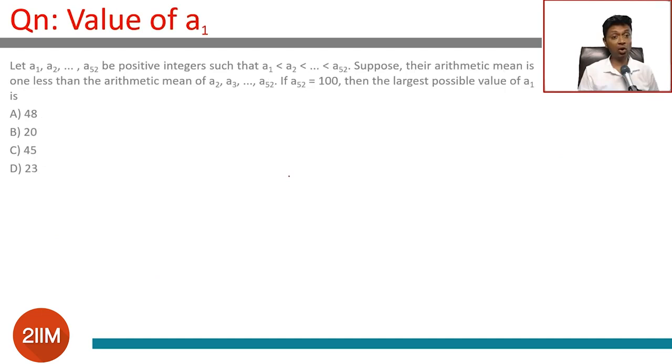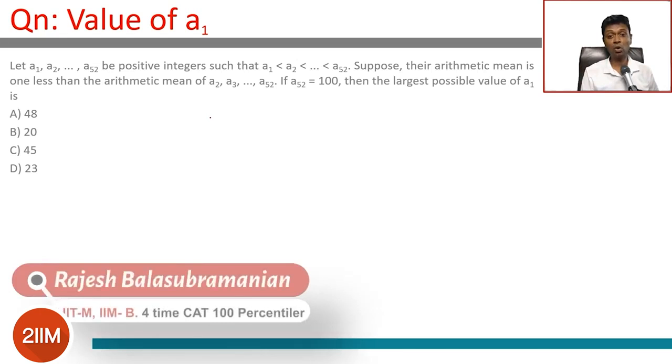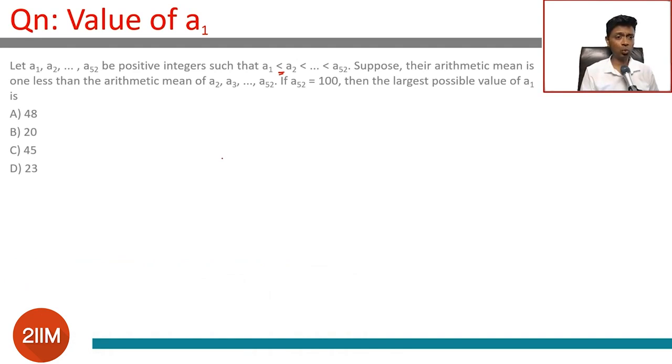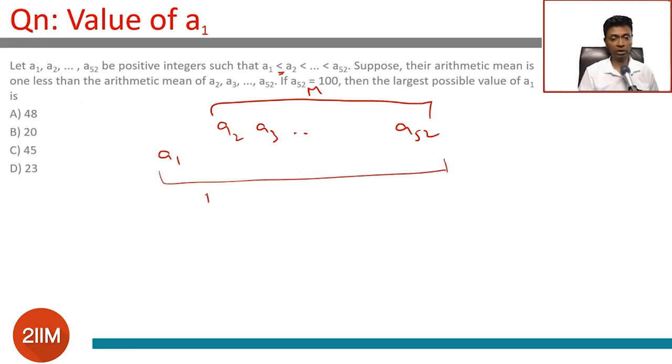Let A1, A2, A3 all the way till A52 be positive integers, such that A1 is less than A2 less than A3 less than all the way till A52. Wonderful. Remember, this is not even less than or equal to, strictly less than. Suppose their arithmetic mean is 1 less than the arithmetic mean of A2 to A52. Wonderful. So A2, A3, all the way till A52, let's say they have an arithmetic mean of M. And A1 to A52, the arithmetic mean is M minus 1. If A52 is 100, then the largest possible value of A1 is.